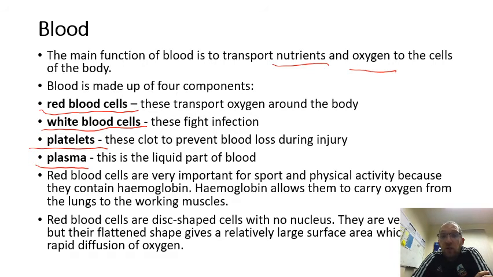Red blood cells are very important for sport and physical activity because they contain hemoglobin. Hemoglobin allows them to carry oxygen from the lungs to the working muscles. Red blood cells are dish-shaped cells with no nucleus.